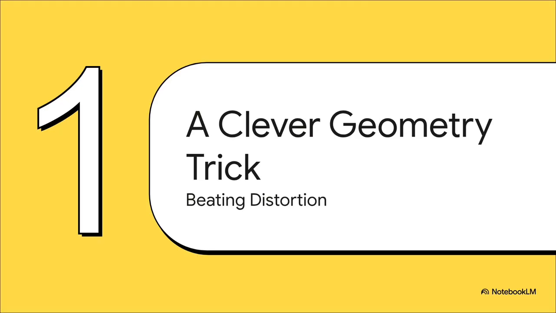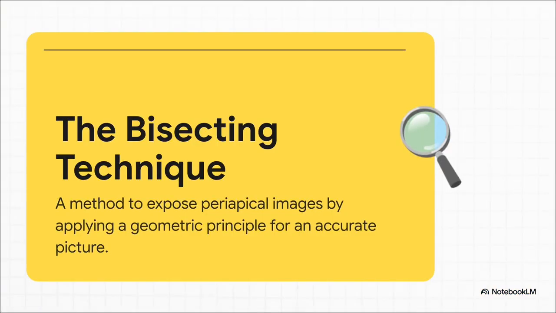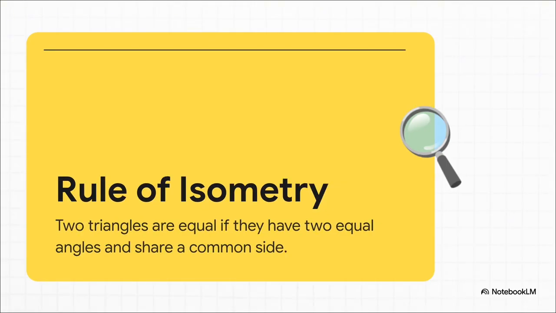Well, they don't just point and shoot. They use a very clever geometry trick that has been a cornerstone of dentistry for a long time. It's called the bisecting technique, and it's designed specifically to create an accurate image even when that little film can't lie perfectly flat against your teeth. The name itself is actually a huge clue as to how it works, and it's all based on one single powerful geometric rule. That principle is called the rule of isometry. And don't worry, there's not going to be a quiz.